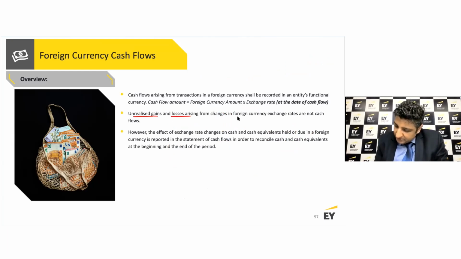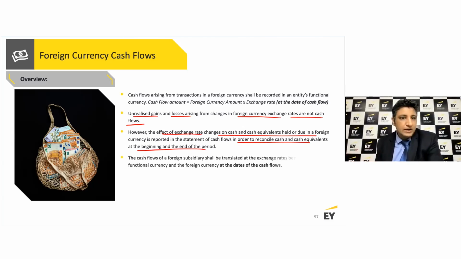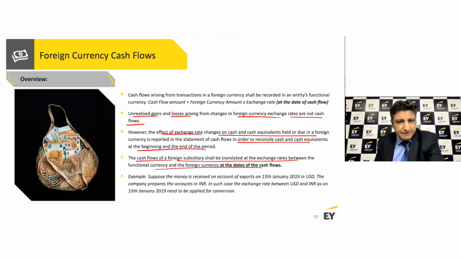Unrealized gains or losses because of exchange rate fluctuations are not cash flows, but the effects have to be shown in your cash and cash equivalents at the closing rate, and the movement has to be shown as well. This would apply, of course, to cash flows of foreign subsidiaries as at the date of the cash flows as they arise.